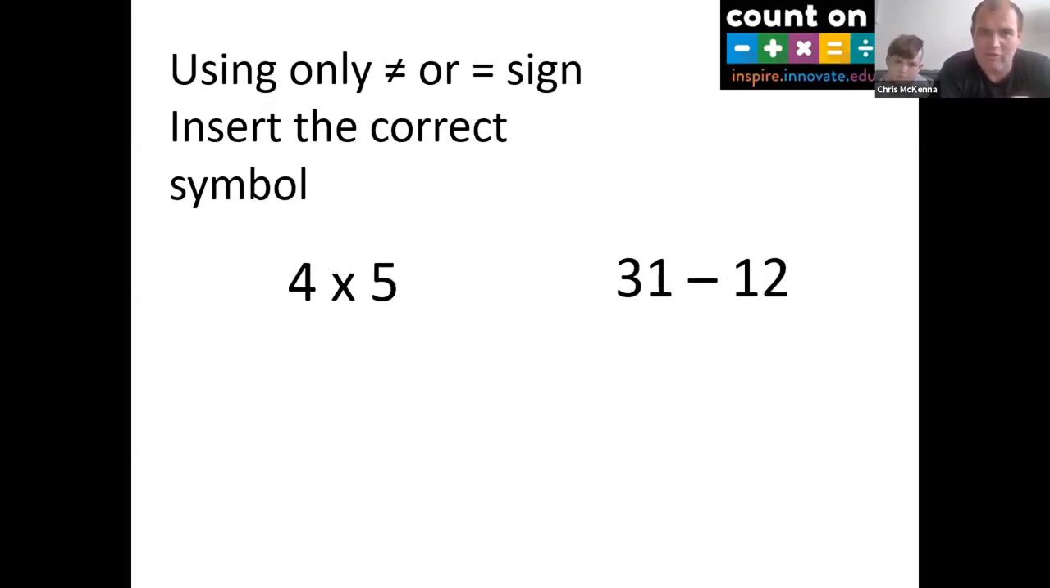Let's try this one then. So 4 times 5, work that out at home. 31 take away 12, work that out at home. And using only the not equal or equal sign, insert the correct symbol.